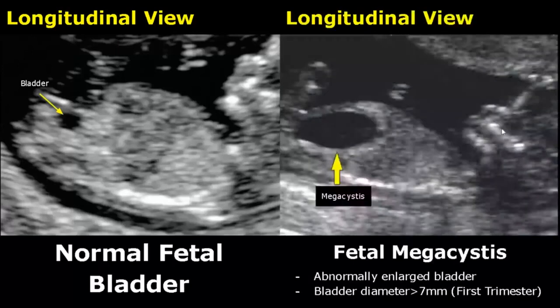Fetal megacystis is the term given for abnormally enlarged bladder. In the first trimester, the diameter will exceed 7 millimeters.